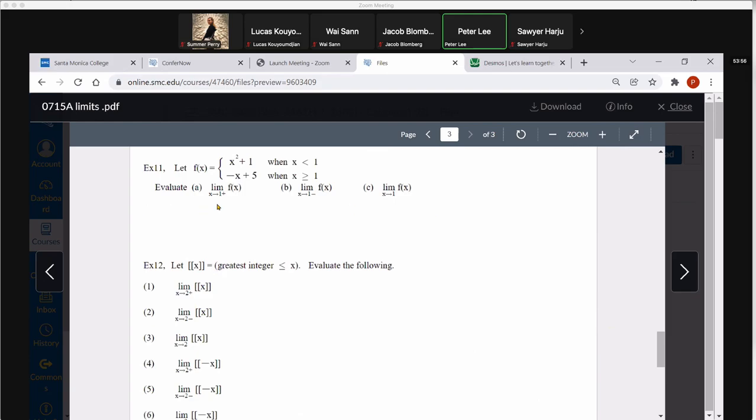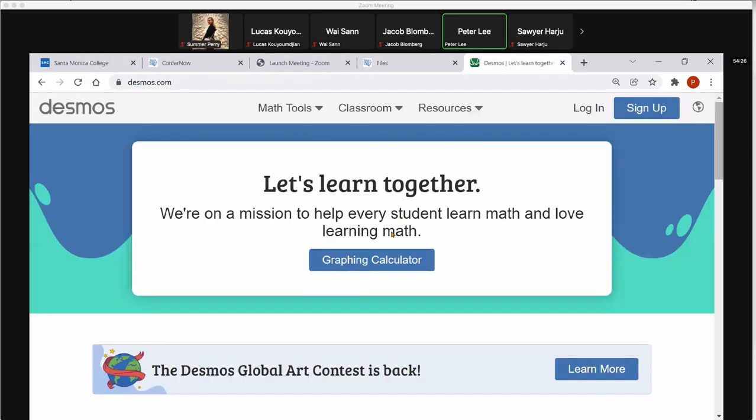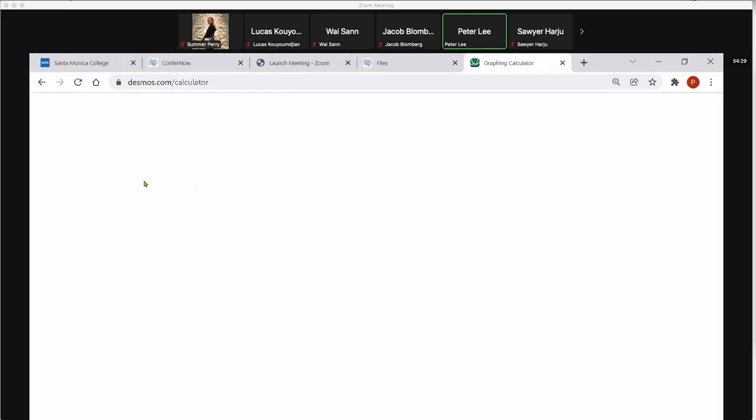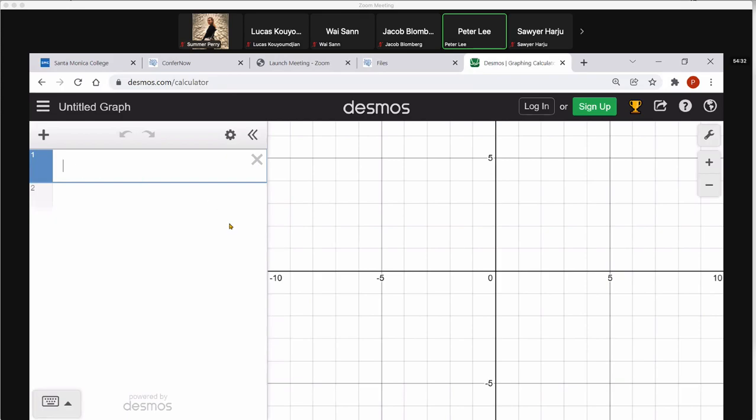It is a piecewise defined function. Let me see, what is this? Example 1. Now why don't I go to the web decimals here? I'll show you how to graph that. Right now I'm trying to do example 11, and so for example 11, the graph is going to be like this.